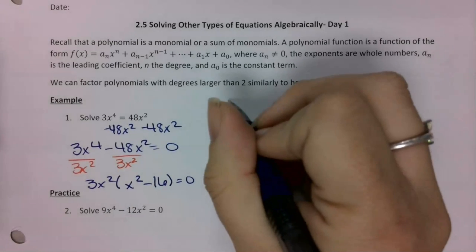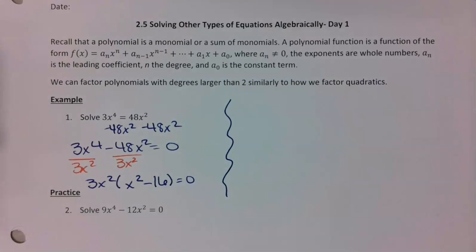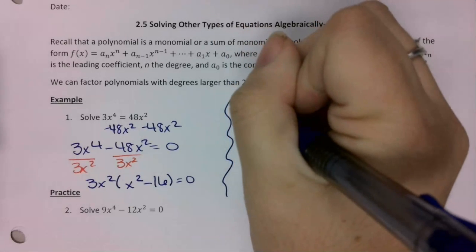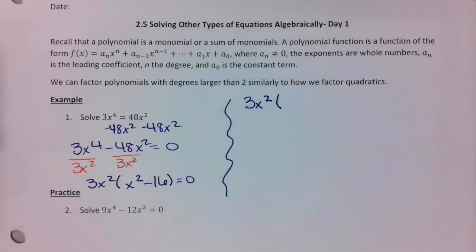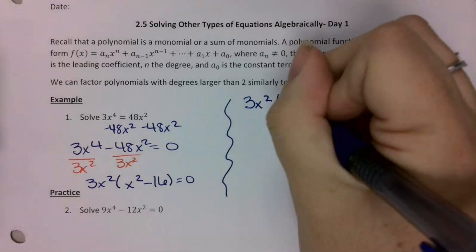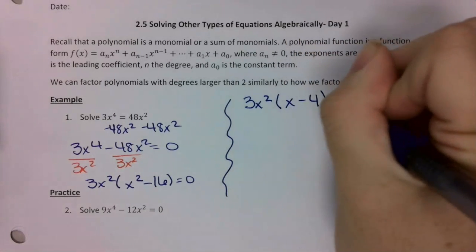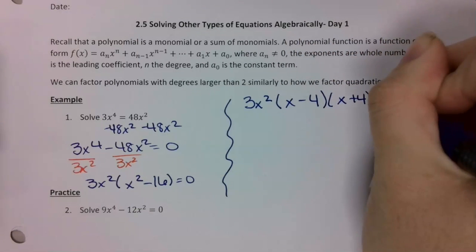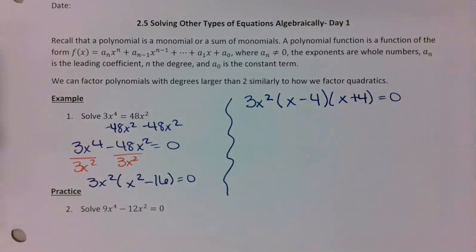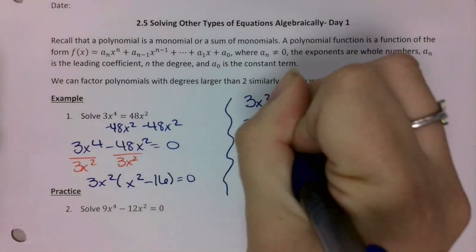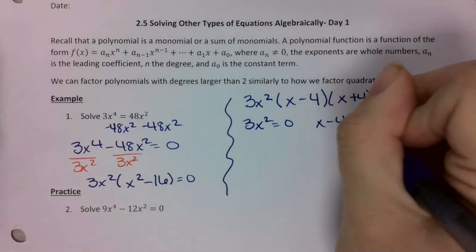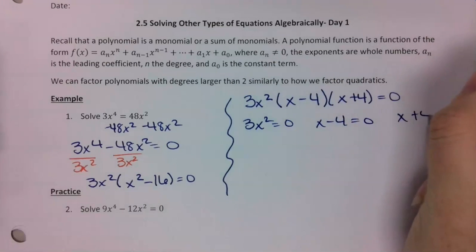So I can still factor the stuff inside the parentheses more. What multiplies to negative 16 and adds to 0? Negative 4 and positive 4. And so then, just like with quadratics, I want to take each of my factors and use the zero product property to set those individually equal to 0. So I'm going to have 3x squared equals 0, x minus 4 equals 0, and x plus 4 equals 0.